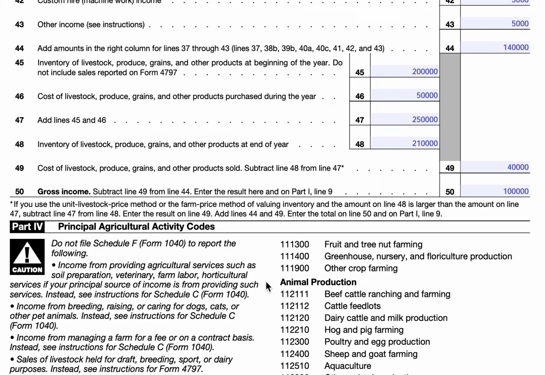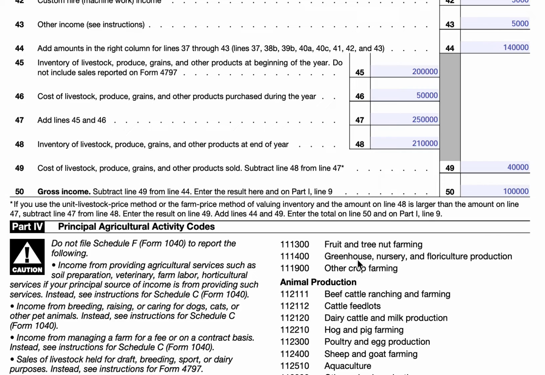And finally, if you sold livestock for the purpose of breeding, sports, dairy purposes, draft, those are all considered business property, and you would use IRS Form 4797, which is the sales of business property form, to report those transactions. So that's really all you need about Part 4. In our article on the website, we do provide a little bit more information under each of these principal agricultural activity codes as they're defined under the NAICS system. So this kind of helps the federal government keep track of, in a broad sense, different industries.